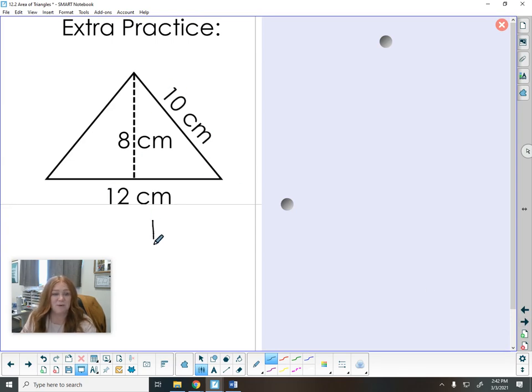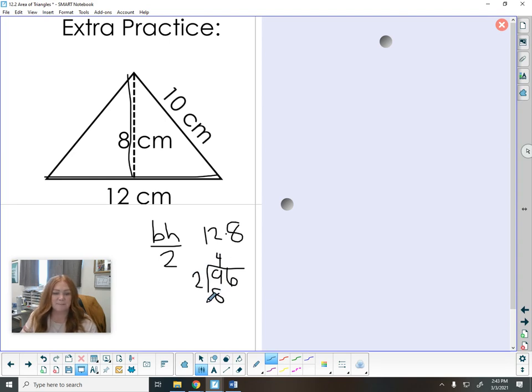Okay, so we want to do base times height divided by 2. So find the base. What does it sit on? The base is 12. Find the height. Height goes straight up. The height is 8. So 12 times 8 is 96. And then we're going to cut that in half. 96 divided by 2 is 48. So we have 48 centimeters squared. Even though this is a triangle, we are still finding how many squares fit inside of here.